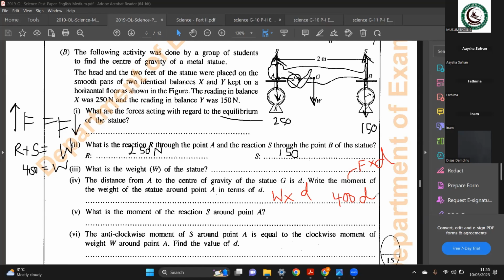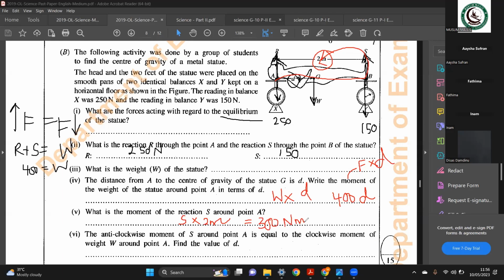Okay. Then what is the moment of the reaction S around point A? That means from point A, you need to talk about this force like this. It will travel like this. So again, moment is force into distance. This time the force is S. Distance is 2 meters because we are going from A, we are checking S. So the gap here is 2 meters. So you can write it as something like this. And also we know the force of S, right? That is 150. So you can just directly multiply it, 150 times 2, and give it as 300. Please don't forget the units, Newton meter.